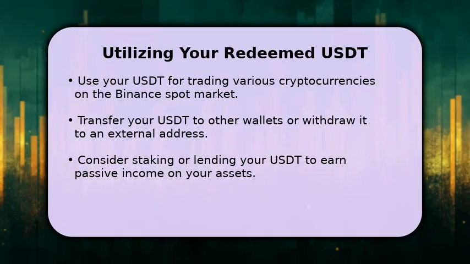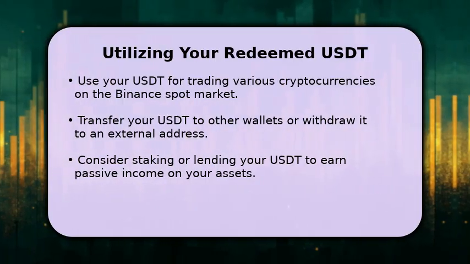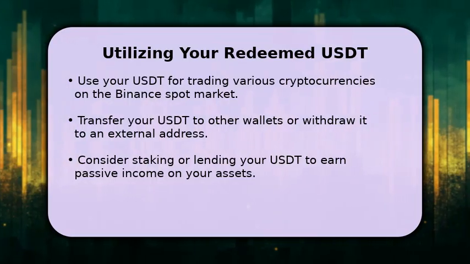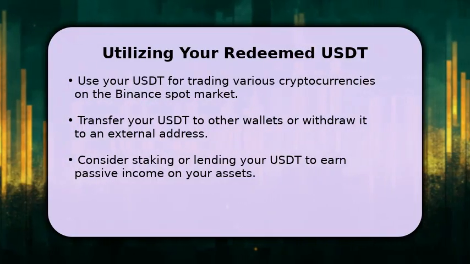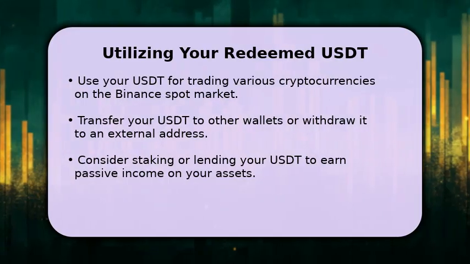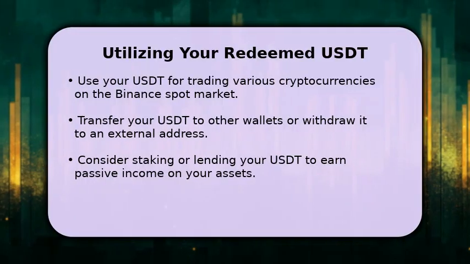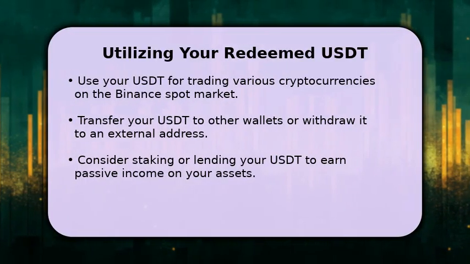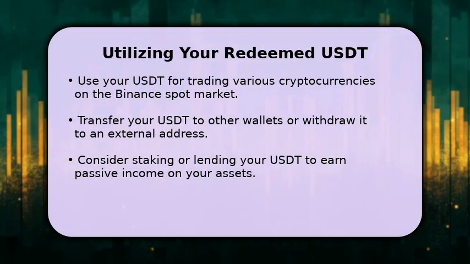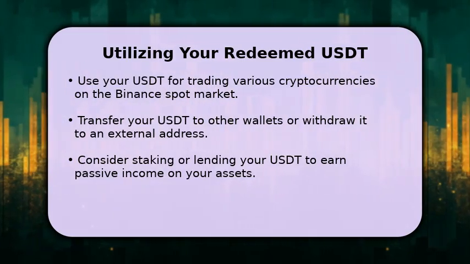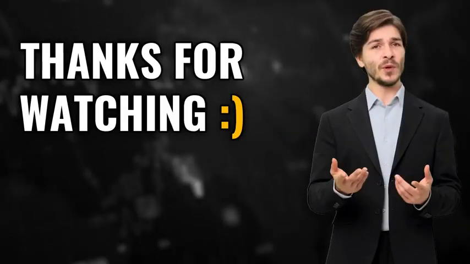With your USDT now in your spot wallet, the possibilities are vast. You can use it to trade hundreds of different cryptocurrencies on the Binance spot market, perhaps buying Bitcoin or Ethereum. Alternatively, you might choose to transfer it to another wallet or even withdraw it to an external address. Many users also explore options like staking or lending their USDT to earn passive income, potentially yielding a 5% annual percentage rate.